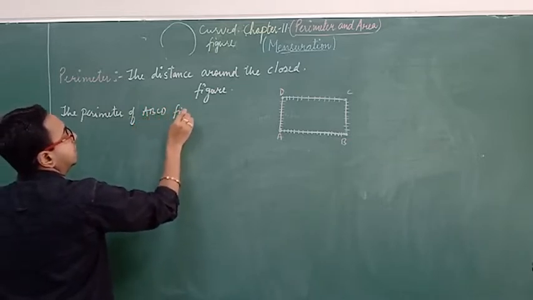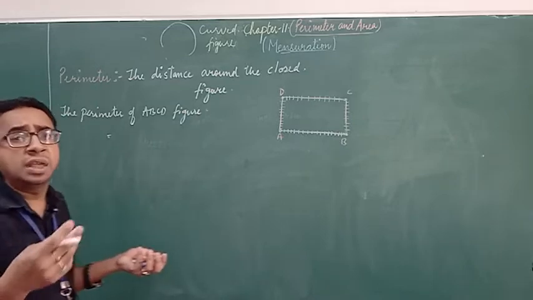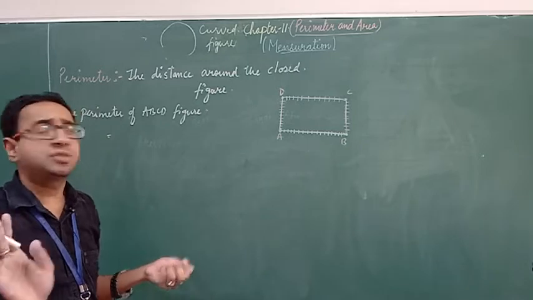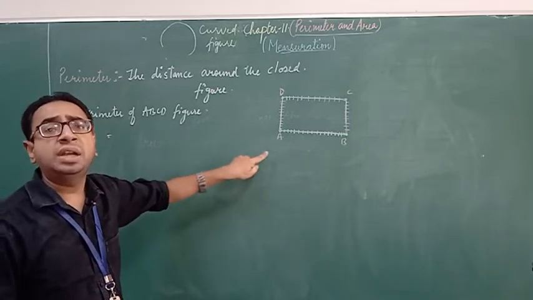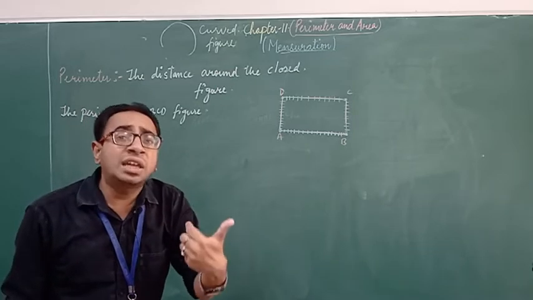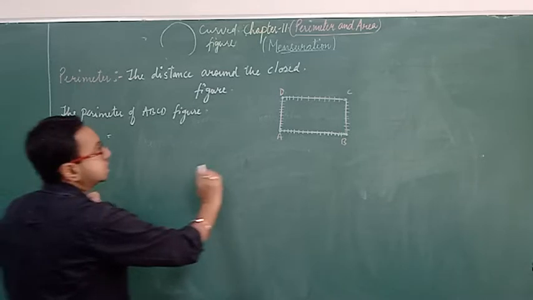So, can I say the parameter of the figure ABCD figure. Let's see, it's a rectangle. I am not writing it purposely because you know the formula of rectangle. Parameter is 2 into length plus width. But I am taking a very general formula. That is why I am not mentioning the name of the figure. I am just writing ABCD. I have just given the name. So, parameter means distance.